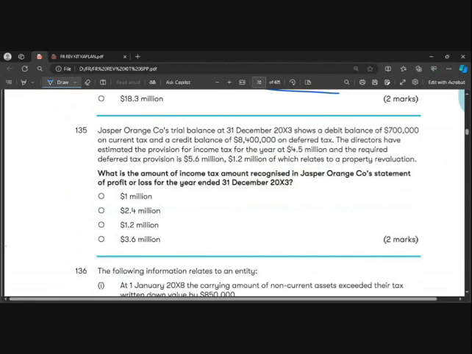Gradually you will develop it. What is the amount of income tax recognized in the statement of profit and loss account? The trial balance has a debit balance of 7 lakhs on current tax. That means opening. Credit balance of 8.4 on deferred tax. The writers have estimated the provision for income tax for the year to be 4.5 million, and the deferred tax provision is 5.6 million, with 1.2 million relating to revaluation.